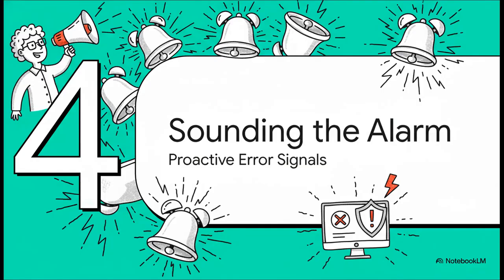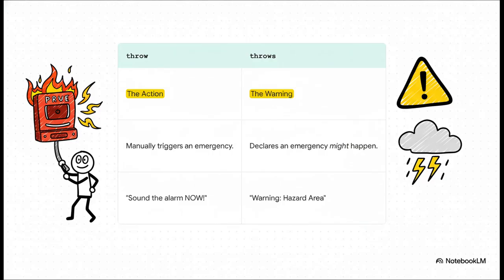But here's the thing. Great programmers don't just sit around and wait for emergencies to happen. They can actually be proactive. They can be the ones to signal that a problem has occurred. They can sound the alarm themselves. And this really comes down to 2 key ideas, throw and throws. Using throw is the action. It's like you, the programmer, pulling the fire alarm right now. You are manually triggering an exception because you've spotted a problem, like a user trying to withdraw more money than they actually have in their account. On the other hand, throws is the warning sign. It's like putting a warning fire hazard area sign on a piece of code. It's a heads up that says, hey, be careful, an emergency might happen in here, so whoever uses this needs to be ready for it.